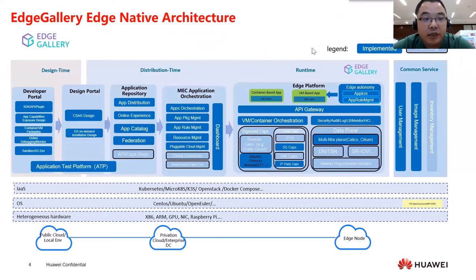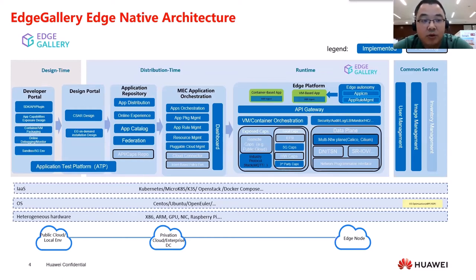So here is the EdgeGallery edge native architecture for the latest release. We give the concept of the Edge Gallery, we call it edge native architecture, and we resolve many concepts about what an edge native architecture should have. At first, let me introduce the Edge Gallery architecture. We have separated our Edge Gallery into three terms: design time, distribution time, and runtime.